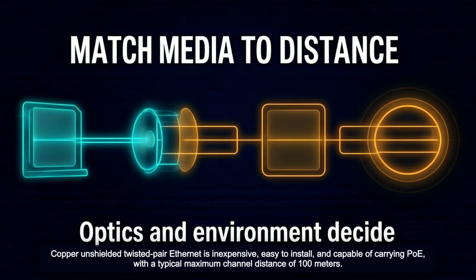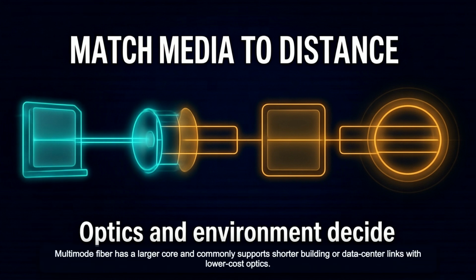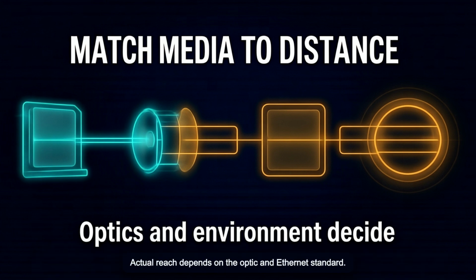Copper unshielded twisted-pair Ethernet is inexpensive, easy to install, and capable of carrying PoE, with a typical maximum channel distance of 100 meters. Copper has shorter reach and greater electromagnetic interference sensitivity than fiber. Multimode fiber has a larger core and commonly supports shorter building or data center links with lower-cost optics. Single-mode fiber has a very small core and commonly supports long campus, WAN, or provider distances. Actual reach depends on the optic and Ethernet standard.